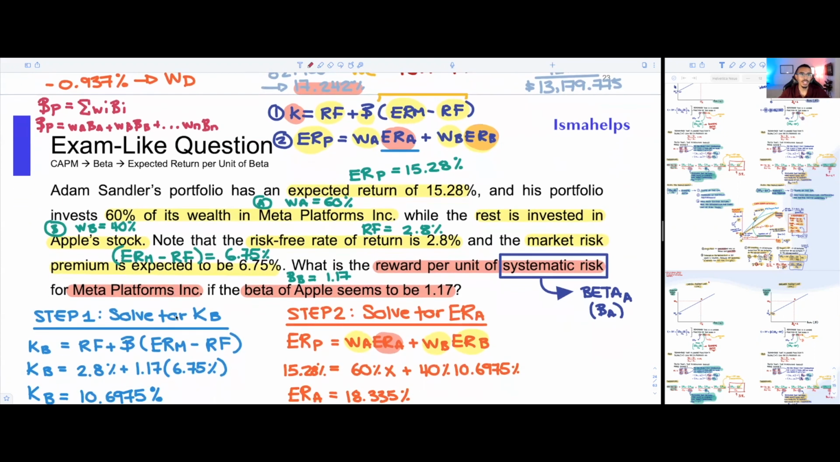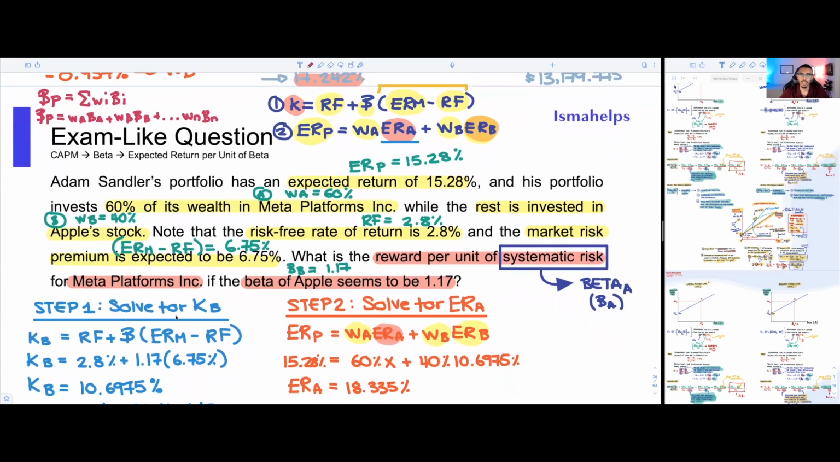We're going to make this easier for us because if we play the game of what we have and what we don't have, we know that we have ERA now. We know that we have pretty much everything. We also have the weight of A, and the weight of B. And if you look at the formula, we also have the beta of B, such that our missing variable that really matters to us is the beta of A, right here.